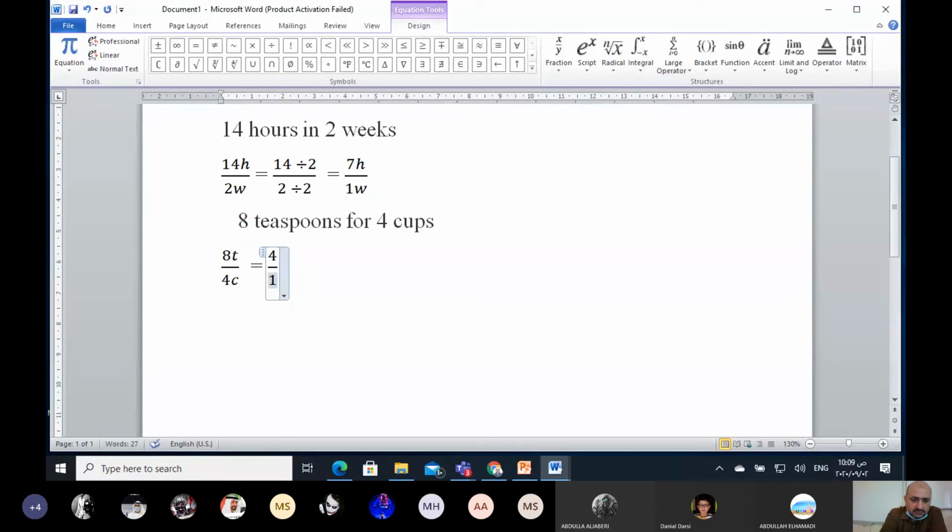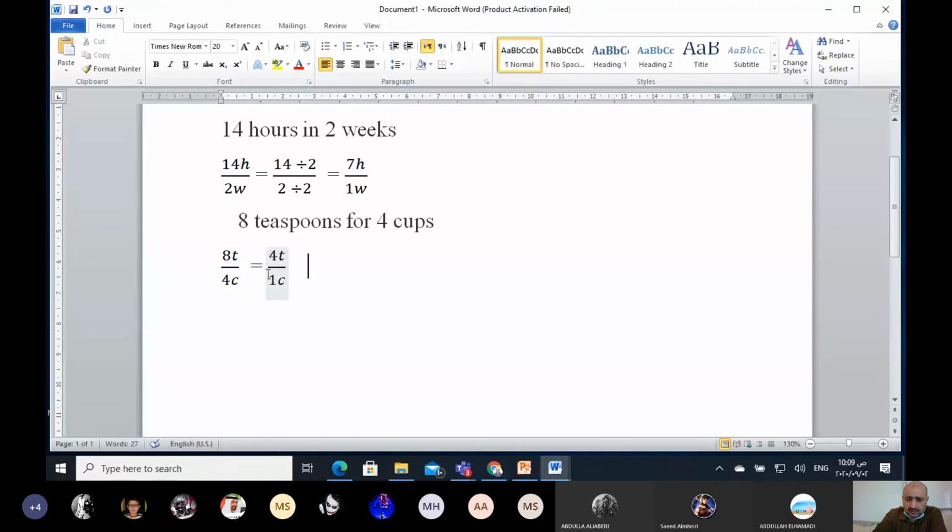Yes, the lesson is rates. So this is the unit rate. Why is this the unit rate? Because here we have 1. Do you have any question now?